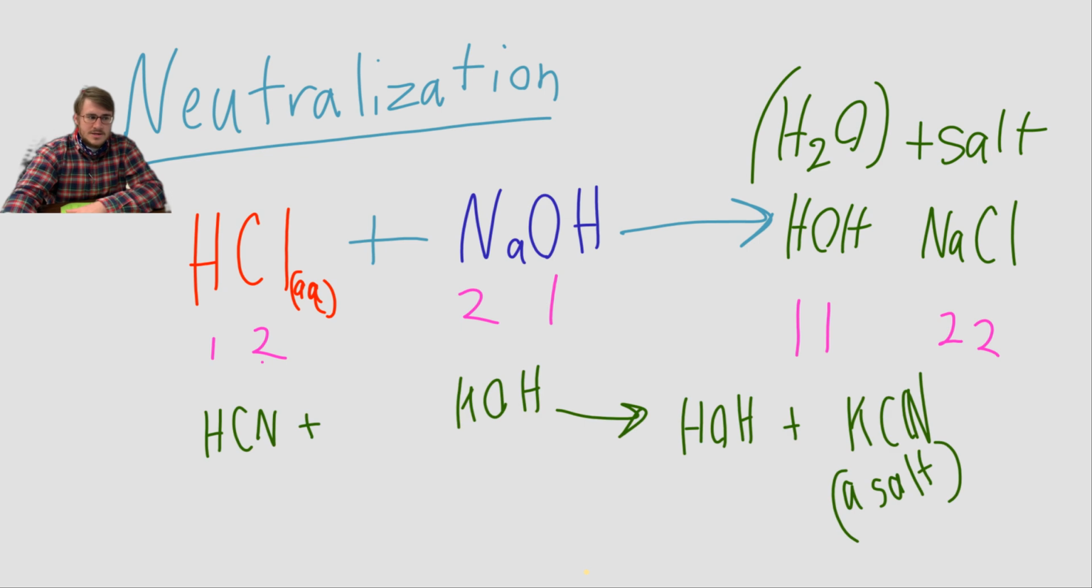Another scenario, HCN and KOH, a different acid and a different base, still produces water and KCN, which is still a salt. Salt is just the street name, you could say, for an ionic compound.